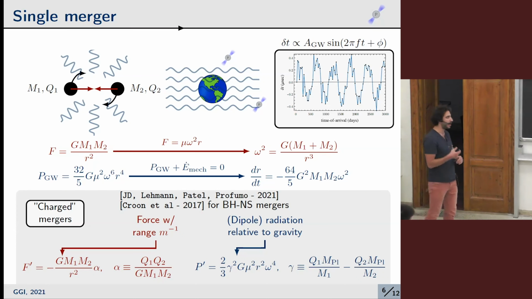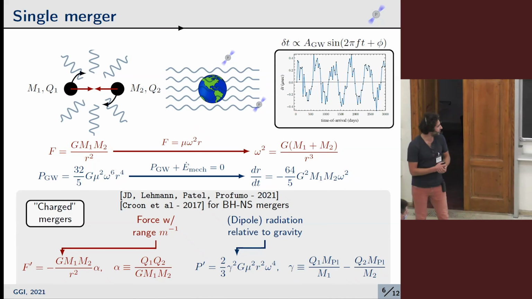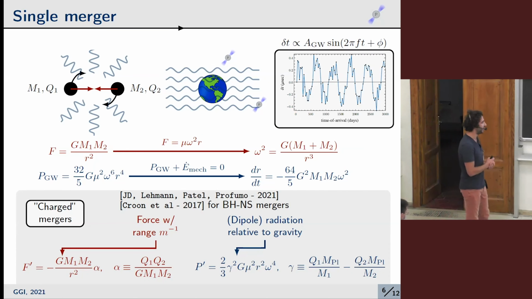Now, some sort of fundamental parameter here is called gamma in my notation. It's a charge to mass ratio difference of these two black holes, again, normalized to gravity. So there are two parameters that I want to discuss, alpha and gamma, and they're the things that I'm going to be trying to constrain using the upcoming data set that I'll show you.